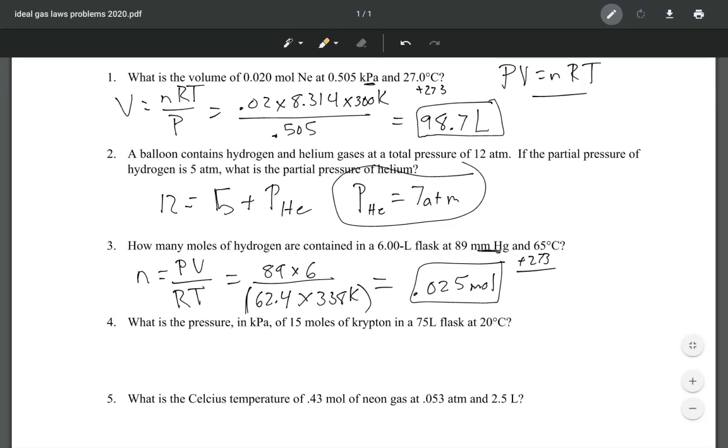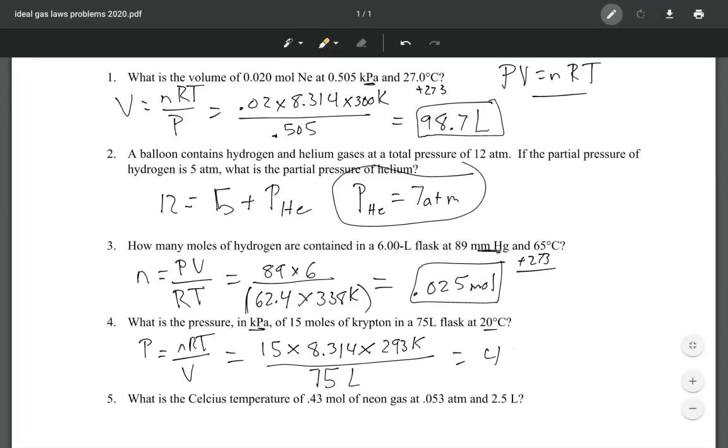Problem number 4 is asking us to find pressure given moles, volume, and temperature. So pressure equals nRT over V. So we have 15 moles. Our gas constant, it wants it in kilopascals, so we're going to use the 8.314. Our temperature, 20 degrees Celsius, is 293 kelvins. And our volume is 75 liters. So we plug all this into our calculator, and we get 487 kilopascals.